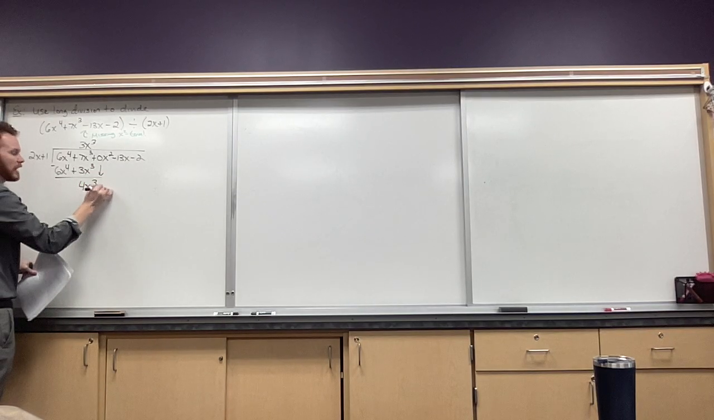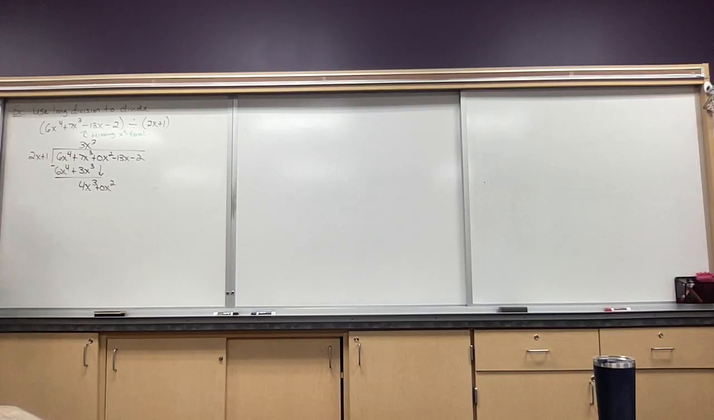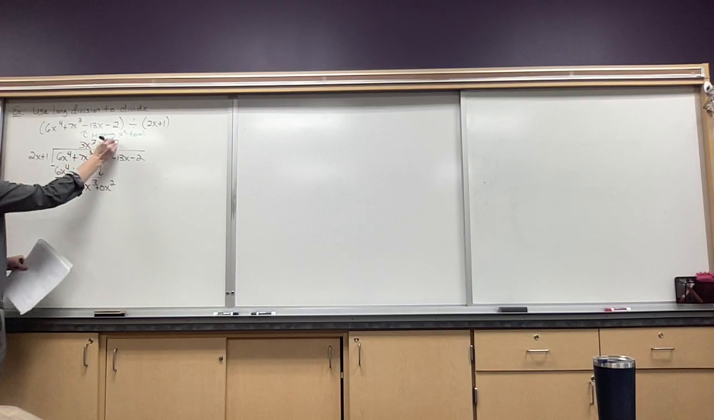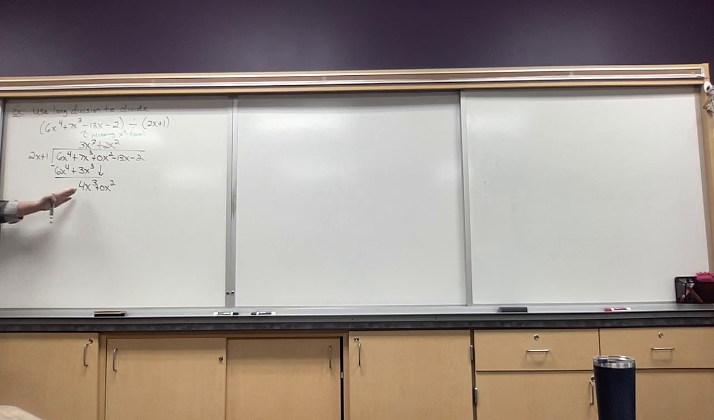Bring down the next term. So we're going to bring down a 0x squared, okay? Sounds weird, but again, it's going to help us vertically align this to where the x cubed terms are together, the x squared terms, the x's, and so forth. Now, rinse and repeat. What can I multiply the 2x by to get a 4x cubed underneath here? 2x squared. Yep, 2x squared, right? Again, just focus on the first term. Okay, it makes it easier.